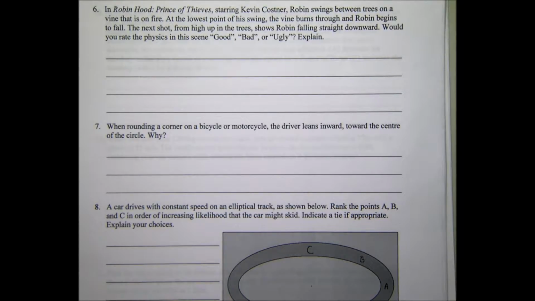So in question 6, it says, in Robin Hood: Prince of Thieves, starring Kevin Costner, Robin swings between trees on a vine that is on fire. At the lowest point of his swing, the vine burns and snaps, and Robin begins to fall. In the next shot, from high above the trees, Robin is falling straight downward. Would you rate the physics in the scene as good, bad, or ugly?